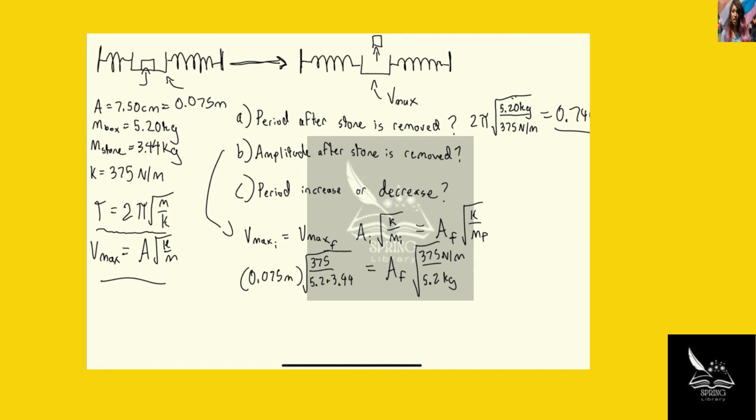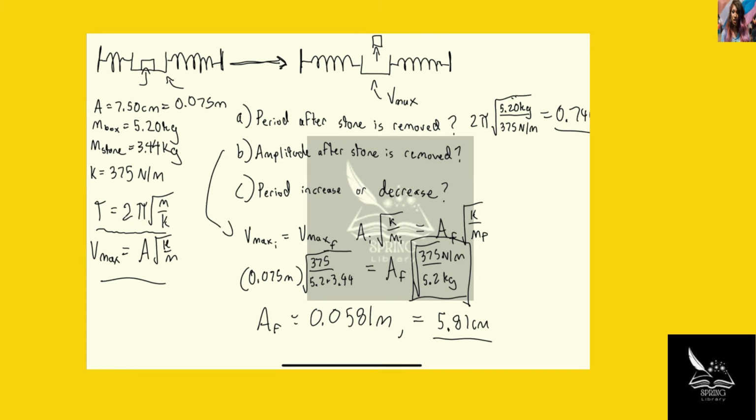And so after making this calculation, by dividing both sides by this chunk, we get that the final amplitude is equal to 0.0581 meters, which is equal to 5.81 centimeters.